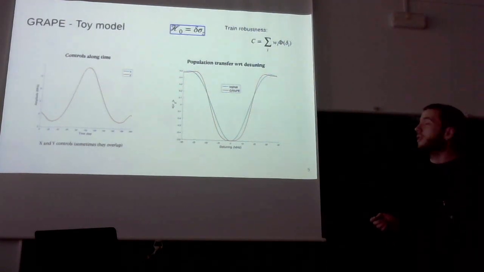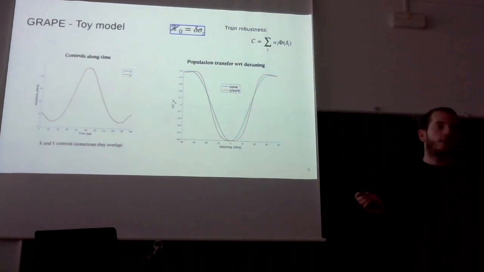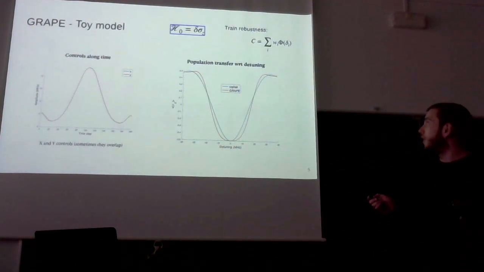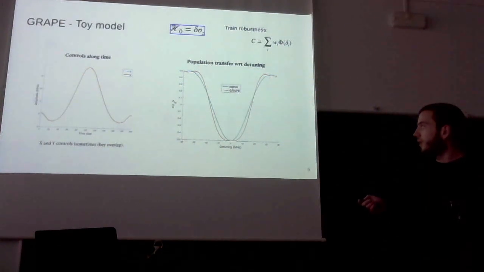So to train the robustness, what I do is change the cost function from just the fidelity to a sum of fidelities, and for each fidelity I change the delta. So at the end, putting some weights to different deltas, I'm going to obtain the behavior I want. That's it. If I give big weights for these values of the detuning, I'm going to have more robustness.